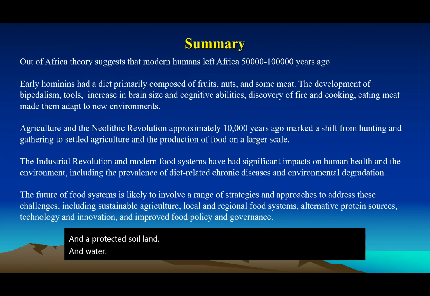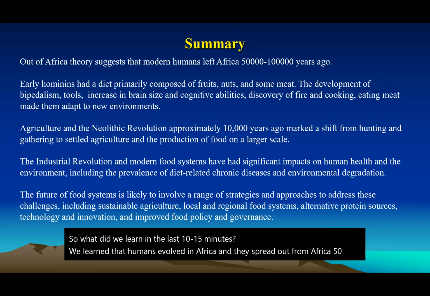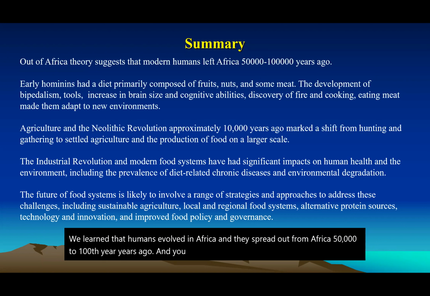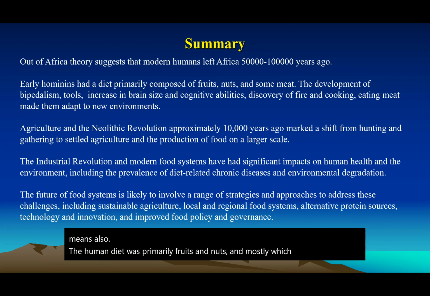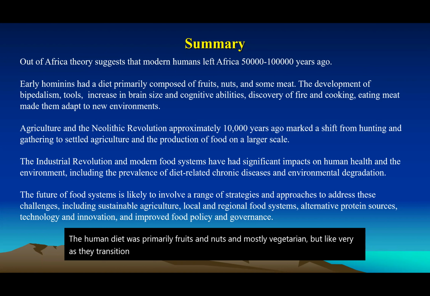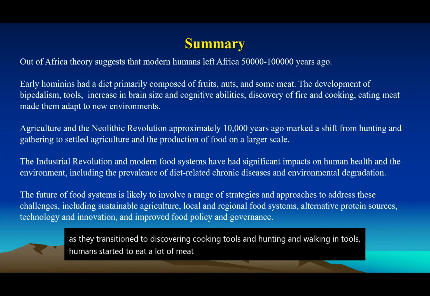So what did we learn in the last 10-15 minutes? We learned that humans evolved in Africa and they spread out from Africa 50,000 to 100,000 years ago. And you can prove this with the fossil records and other means also. The human diet was primarily fruits and nuts and mostly vegetarian, but as they transitioned to discovering cooking, tools and hunting and walking on two legs, humans started to eat a lot of meat and saturated fat and other fats that increased brain size and improved cognitive abilities.